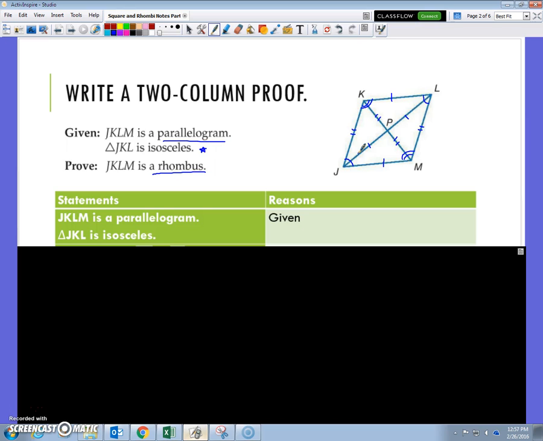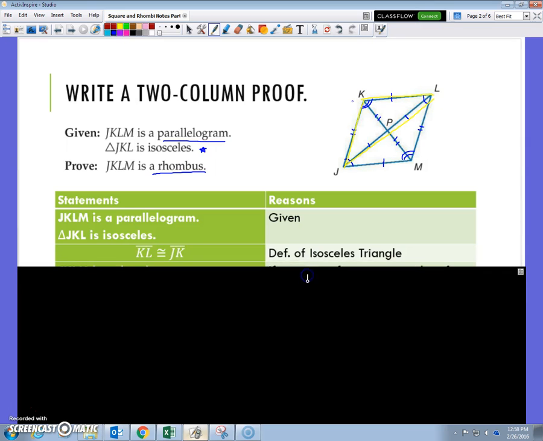The second piece of information, that triangle JKL is isosceles, tells me that there's a triangle here that has two sides that are exactly the same. So that's going to be important here in just a second. All right, so I'm going to highlight that actually. I know that this triangle is given that it is isosceles. That's going to be an important little tidbit of information. So now you've got the given. Let's take a look here.